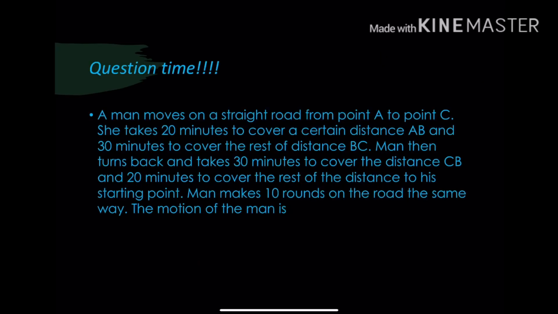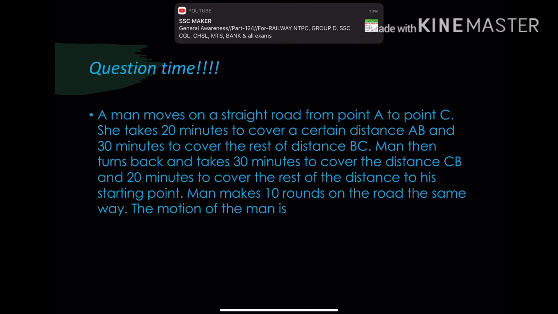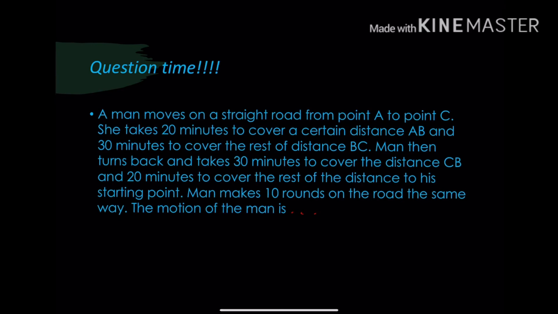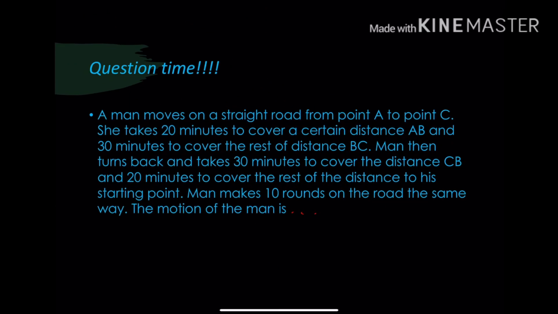Question time. A man moves on a straight road from point A to point C. He takes 20 minutes to cover a certain distance AB and 30 minutes to cover the rest of the distance BC. The man then turns back and takes 30 minutes to cover the distance CB and 20 minutes to cover the rest of the distance to the starting point. The man makes 10 rounds of the road the same way. The motion of the man is... When you read it, it sounds a bit complicated, guys, but it's a really simple question.